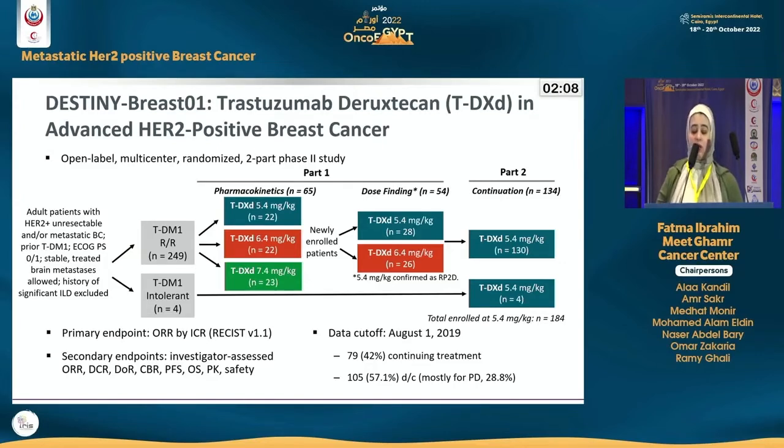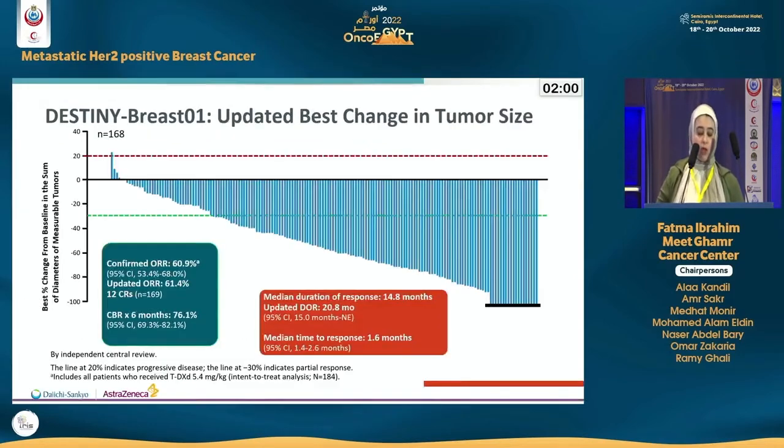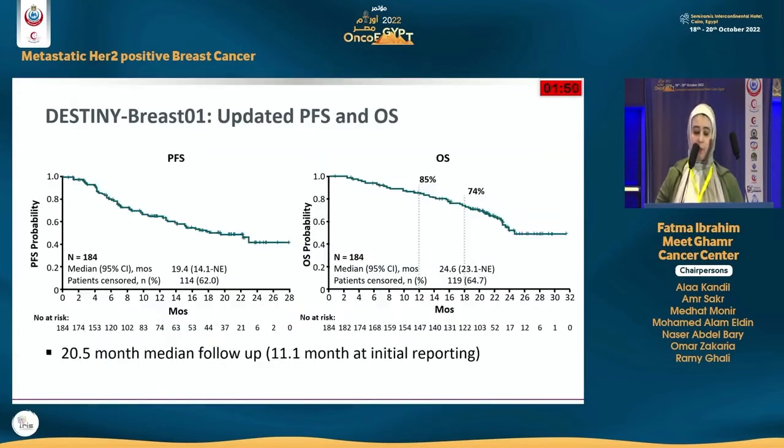In these patients, some HER2 protein is expressed over the cell membrane, but not sufficient to determine that it is a HER2 positive patient. We can see that the overall response rate is about 60%, the median duration of response is about 14 months, and the median time to response about 1.6 months. There was a great improvement in progression-free survival and overall survival after 20 months median follow-up.